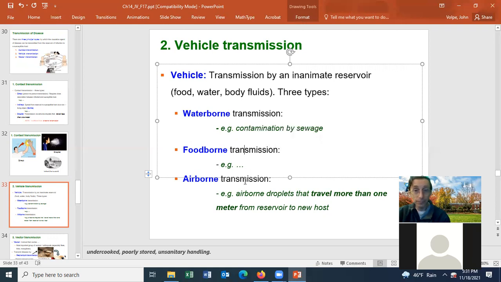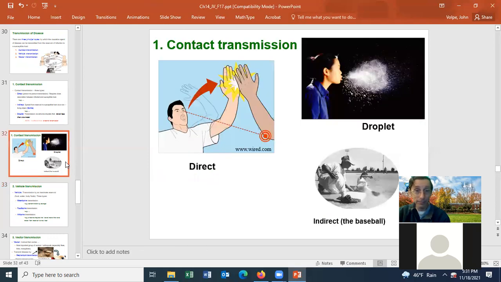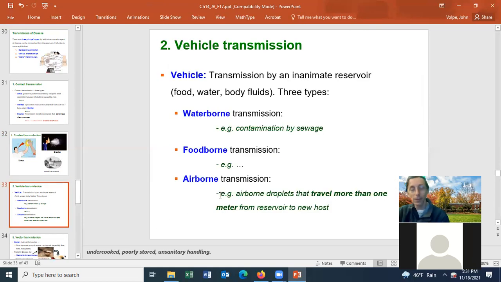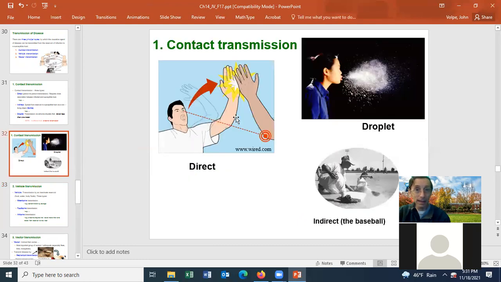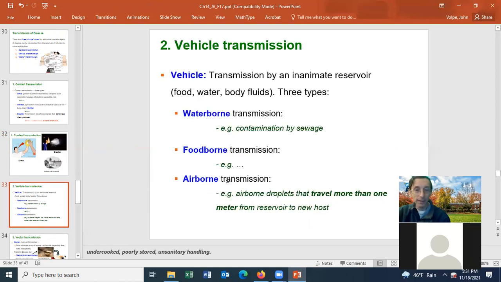And then airborne transmission, this is when you sneeze and the droplets travel more than 1 meter. You can see why I don't really want to talk about airborne transmission and droplet transmission, because the same sneeze is both a vehicle transmission and a direct transmission, the droplet. And so I'm not going to test you on that. All right, any questions about vehicle transmission?